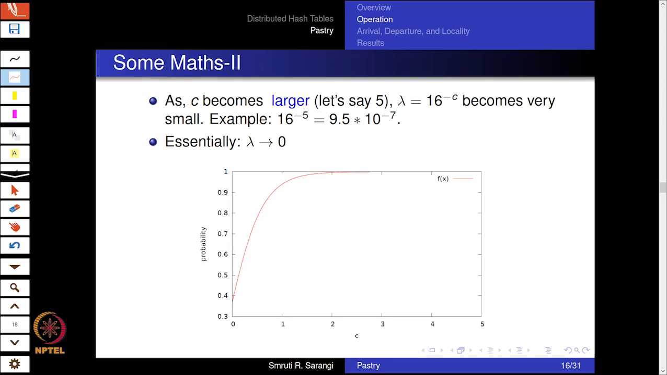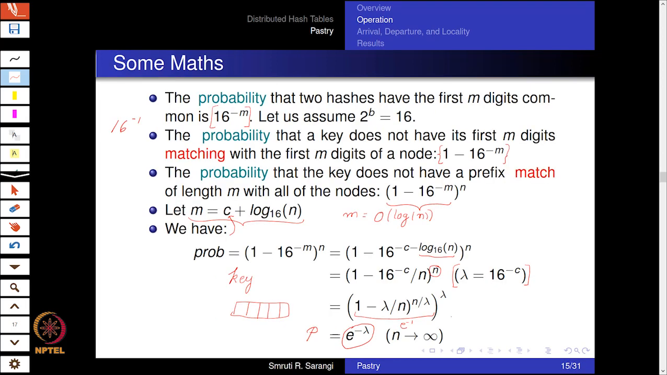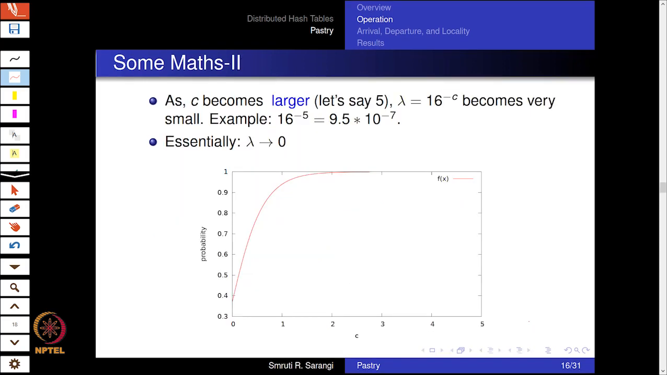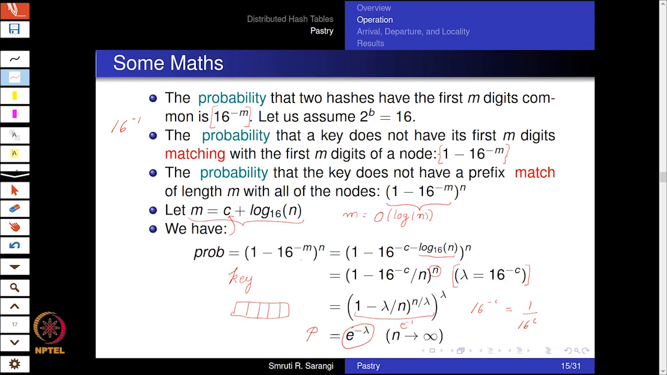If you look at lambda, what is lambda? It is 16 to the power minus c, or alternatively 1 by 16 to the power c. As c becomes larger, say c becomes 5, lambda will be 16 to the power minus 5, which means lambda itself will become very small. 16 to the power minus 5 is 9.5 times 10 to the power minus 7. So this probability can be computed as a function of c, because lambda is a function of c.